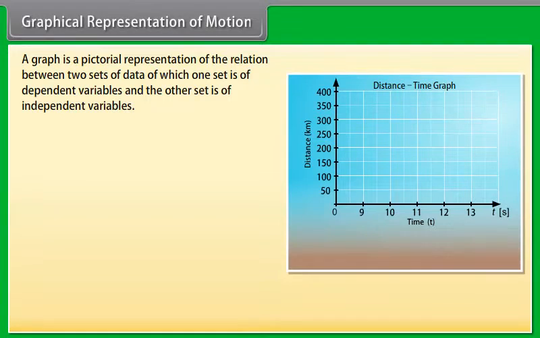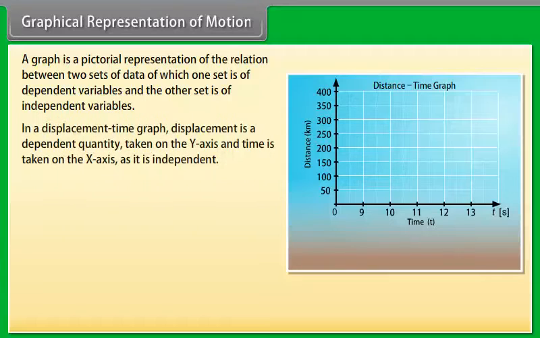Graphical representation of motion. A graph is a pictorial representation of the relation between two sets of data, of which one set is of dependent variables and the other set is of independent variables. In a displacement-time graph, displacement is a dependent quantity taken on the y-axis, and time is taken on the x-axis as it is independent.